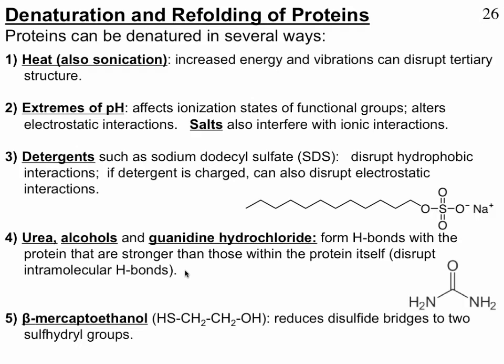And then beta-mercaptoethanol, this is its structure. It's got a thiol group on it, so it's got a reduced sulfur. It will reduce disulfide bridges to two sulfhydryl groups.